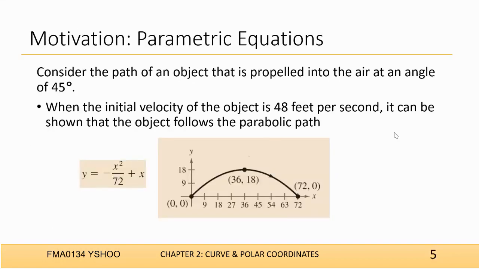Now why do you need to learn parametric equations? Consider the path of an object that is propelled into the air at an angle of 45 degrees. So you're going to have the 45 degrees here, and the object follows the trajectory. If you see here, it will come down. When the initial velocity of the object is 48 feet per second, it can be shown that the object follows a parabolic path, just like this one.